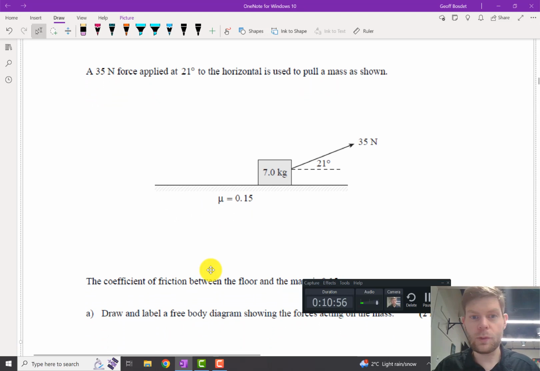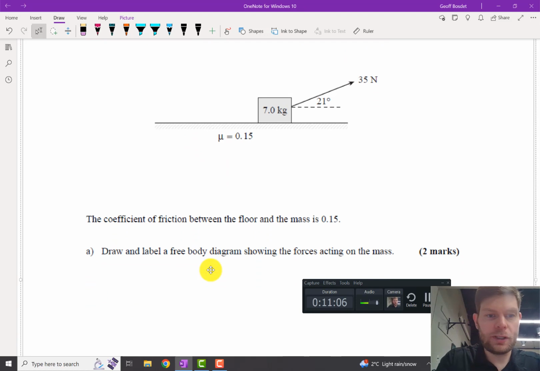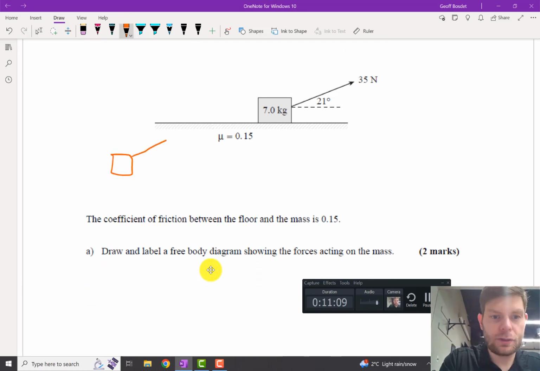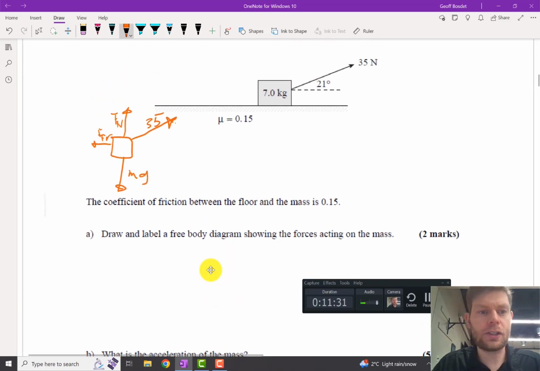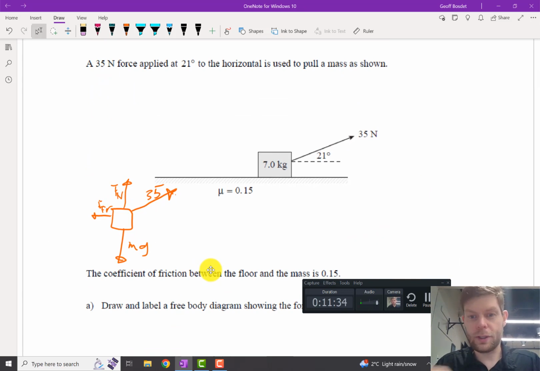So we got this guy here. 35 Newton force applied at 21 degrees to the horizontal is used to pull up the mass as shown. We want to do the free body diagram. Free body diagram is just, you got your applied force, you're like 35 here. You got gravity. You got a normal force. Notice it's a little less than gravity because this plus this should equal gravity because it's not accelerating up or down. And we got some friction. I'd guess we're solving for acceleration. Yes, we are. So let's solve for acceleration here.